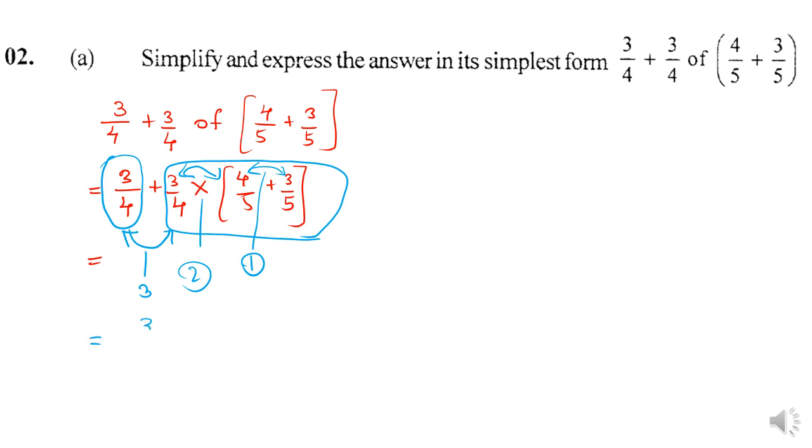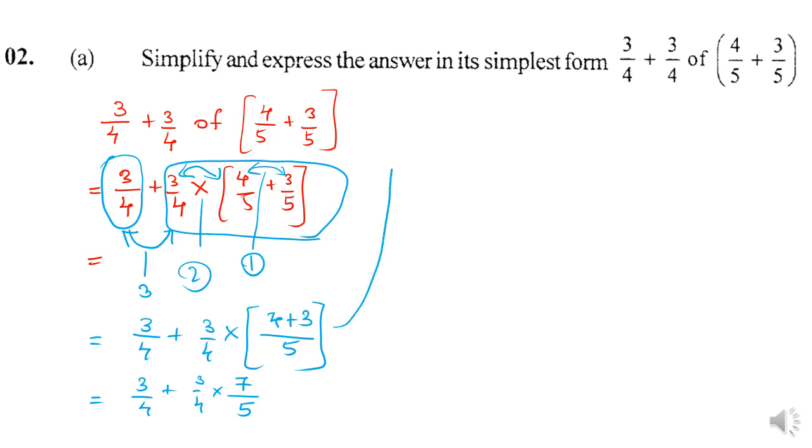Okay, and here you have 3 over 4 plus 3 over 4 into 4 plus 3 over 5. You can do this because you already have the common denominator in that. Plus 3 over 4 into 4 plus 3 is 7 over 5, right? And I take it here. You see 3 over 4 is here, plus, and 3 into 7 is 21, 4 into 5 is 20.